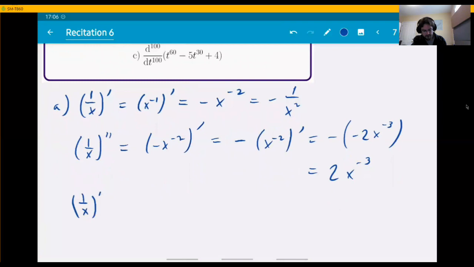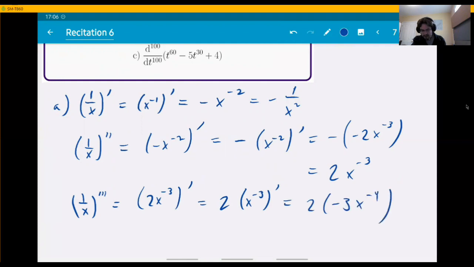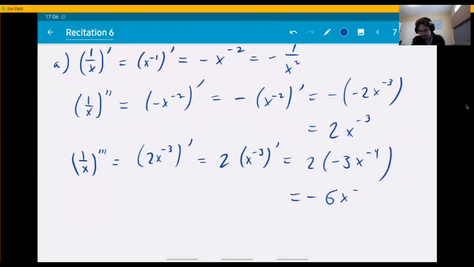Moving on, 3 primes. We're going to take this 2 primes that we already found and take another prime. The 2 is a constant. We can write it outside. And now this x to the minus 3 can be differentiated again by the power rule. 2 times minus 3 is minus 6. So there's no secret here. We'll keep doing this. If you want to find another prime, what is going to happen to this expression? The minus 4 will multiply the minus 6, producing a plus 24. And the power loses yet another exponent, minus 5.